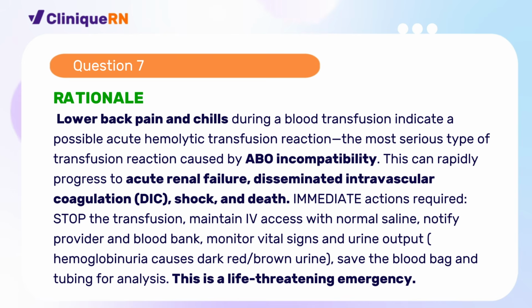This can rapidly progress to acute renal failure, disseminated intravascular coagulation (DIC), shock, and death. Immediate actions required: stop the transfusion, maintain IV access with normal saline, notify the provider and blood bank, monitor vital signs and urine output. Hemoglobinuria causes dark red or brown urine. Save the blood bag and tubing for analysis. This is a life-threatening emergency.